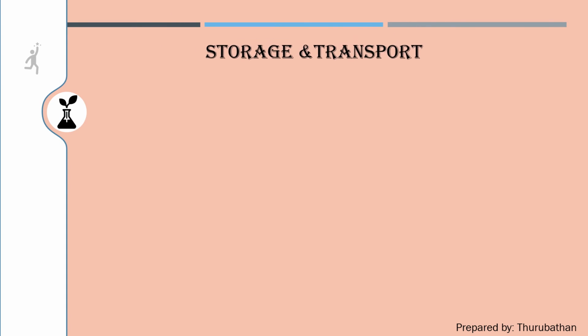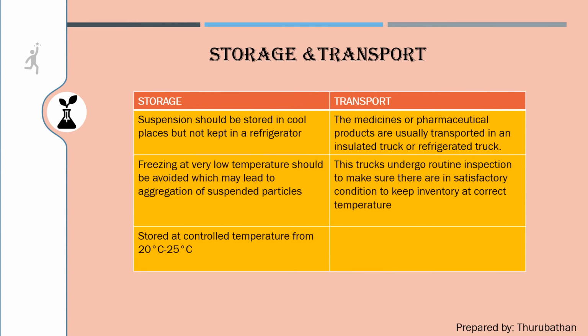Storage and transport. Storage. Suspensions should be stored in cool places but not kept in a refrigerator. Freezing at low temperature should be avoided, which may lead to aggregation of suspended particles. Suspensions should be stored at a controlled temperature from 20 to 25 degrees. Meanwhile, for transportation, medicines and pharmaceutical products are usually transported in an insulated truck or refrigerated truck. Besides, these trucks undergo routine inspection to make sure they are in satisfactory condition to keep inventory at the correct temperature.